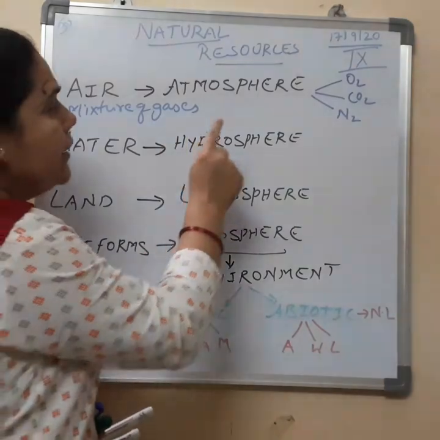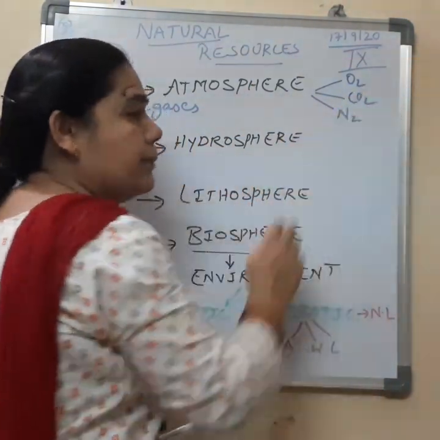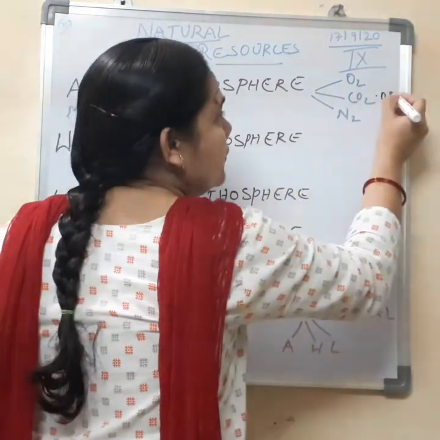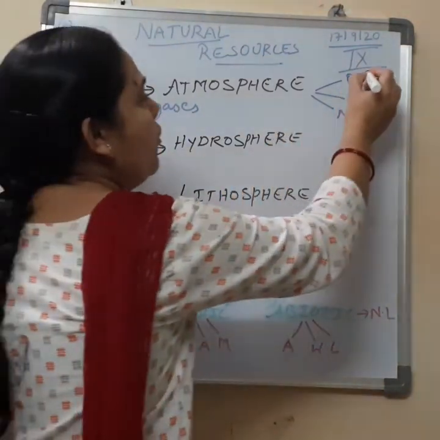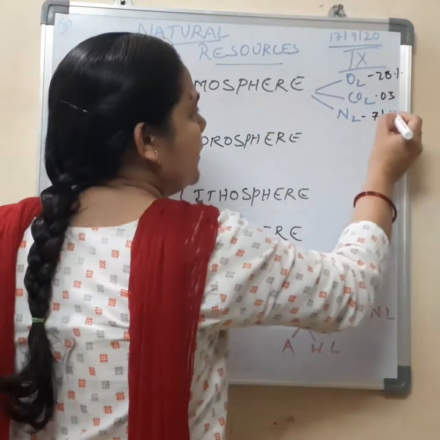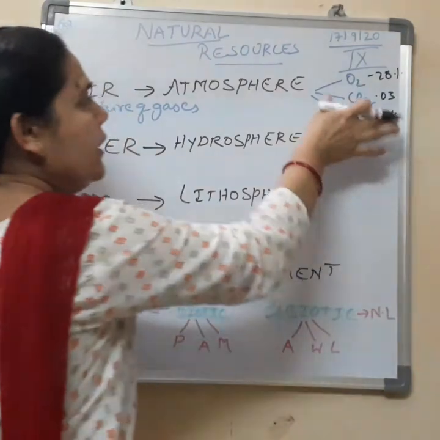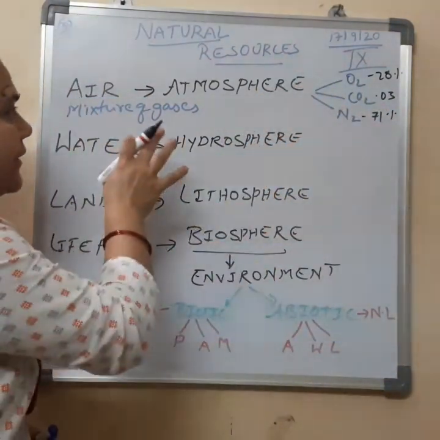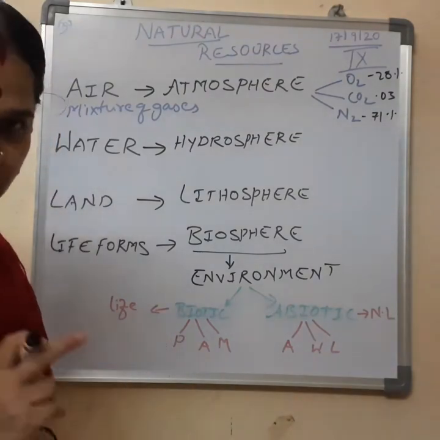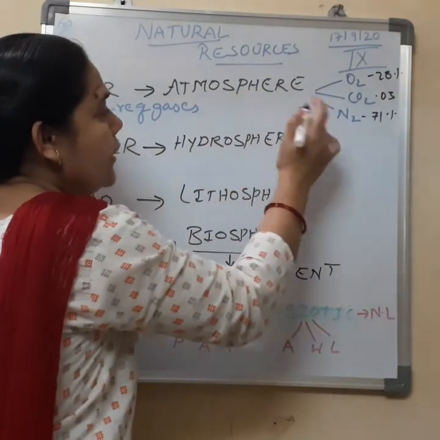How? The reason is, Earth's atmosphere contains just a mere 0.03% of carbon dioxide. How much percentage? 0.03%. Whereas oxygen is present around 28% and nitrogen is present around 71%. Isn't it? So, the unique combination or the ratio in which the gases are present in our atmosphere is allowing the life to survive.